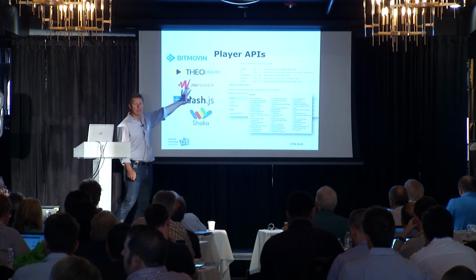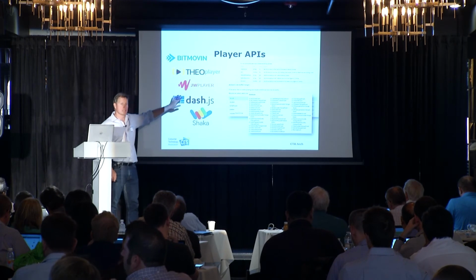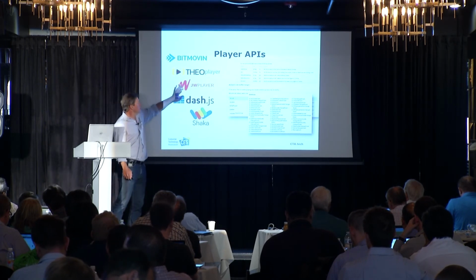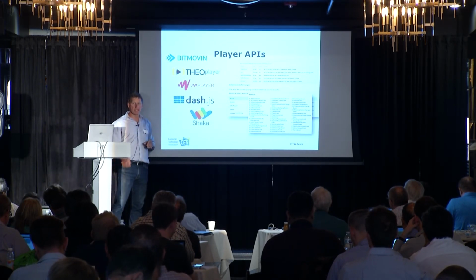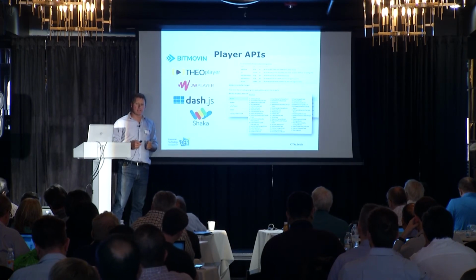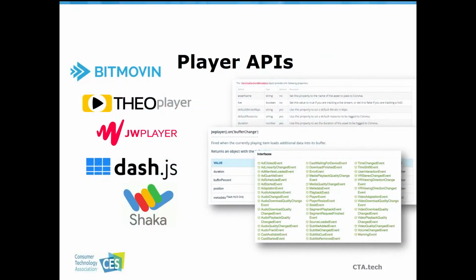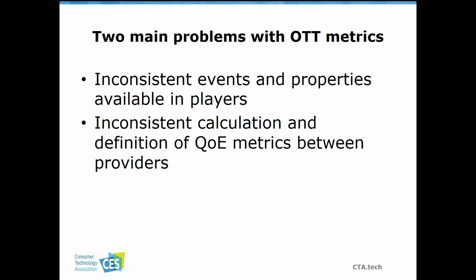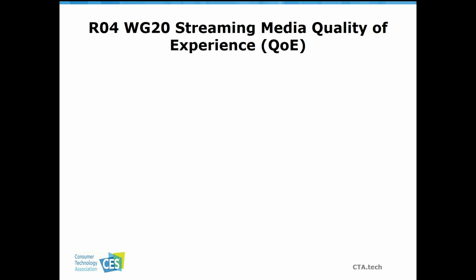The second one is player APIs. If you're in the player building business, you'll know that to do an integration with an analytics provider, you often get deep under the covers. The analytics provider wants certain events and properties to be dispatched, and this is different for different analytics providers, and it becomes a custom job to integrate these. So there's two main problems then. Inconsistent events and properties coming from the players, and then also inconsistent calculation and definition of the metrics once they've been retrieved from the players.